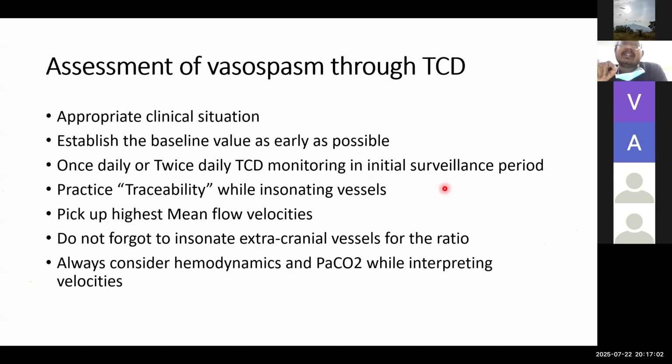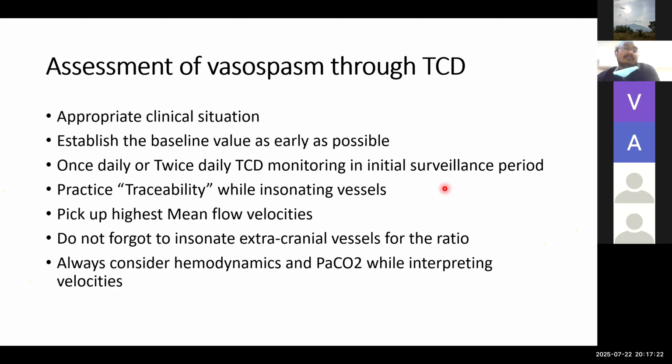And in our clinical practice, we have accurately pointed out where the vasospasm is. So most of the time, if you pick up the highest mean flow velocities using traceability, you are more likely to actually locate the vasospasm, and it corresponds to the location of vasospasm in the DSA as well.